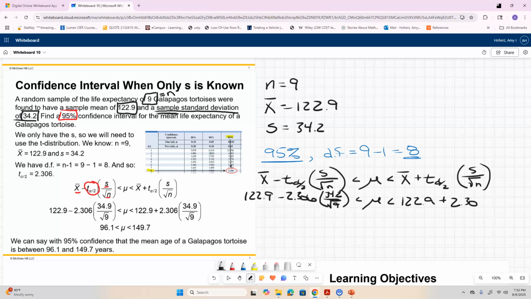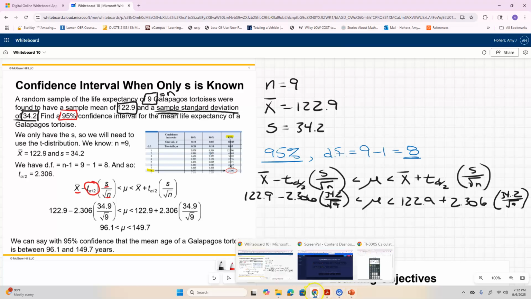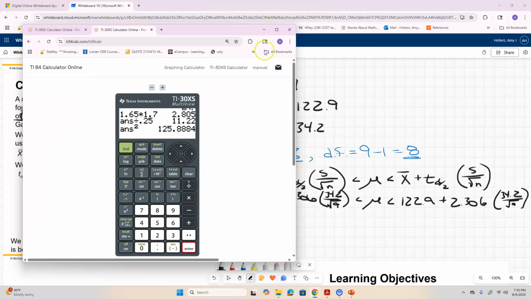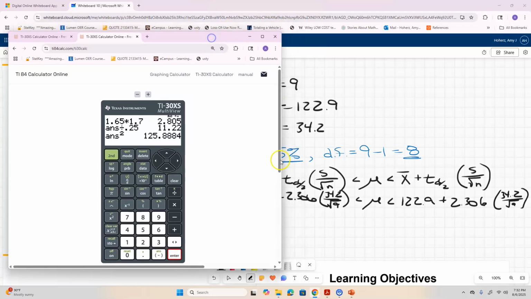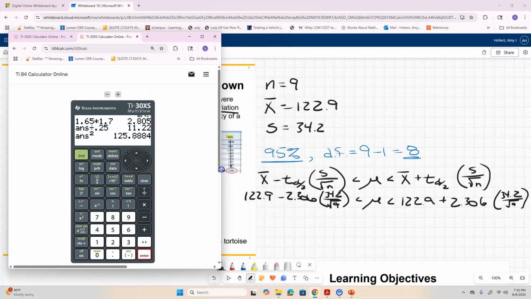2.306 times 34.2 over square root of 9. Now you're welcome to just work the whole left side straight through and get your answer, or the whole right side straight through and get your answer, but I like to do just the part after the plus and minus sign and get my margin of error. Okay, so slide this over so we can see better.